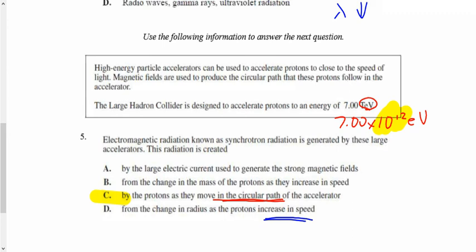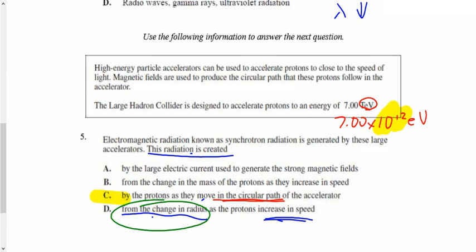Let's read carefully again. It says, the radiation is created in C by the protons as they accelerate. The protons as they move in a circle. So that works, right? But let's look at D. The radiation is created from the change in radius as the protons increase in speed. So we're saying here in D, the radiation is created from the change in radius as they happen to accelerate. We're not saying that the EMR is created by the acceleration. We're saying it's created by the increase in radius. And that's not correct. Radiation is created by an acceleration, but not by a change in radius.